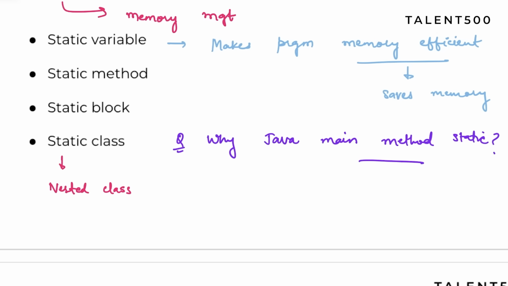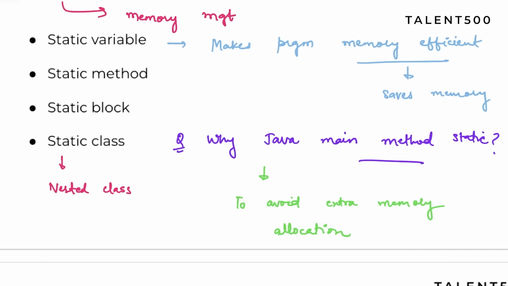If it was a non-static method, your Java virtual machine would create an object first and then call the main method, and that would lead to the problem of extra memory allocation. In order to avoid that, we make it static. I hope this is clear to you. So we can say, to avoid extra memory allocation.